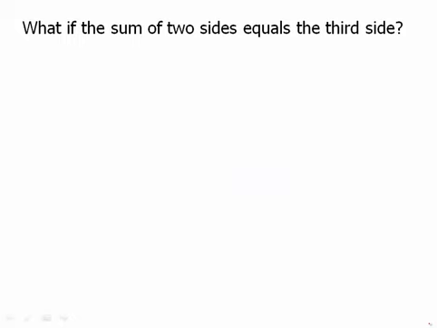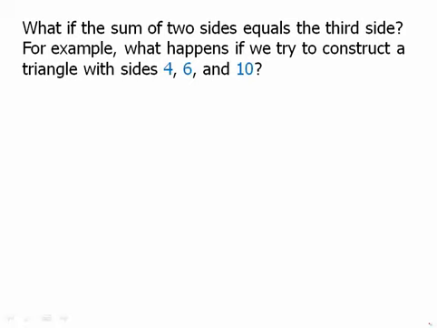What if the sum of the two sides equals the third side? Remember, the equals is not allowed by the triangle inequality either. It's a strict greater than. So what's the problem with equals? Well, what happens if we try and construct a triangle with sides 4, 6, and 10? So 4 plus 6 equals 10. What's going on here? Well, you see the problem here.